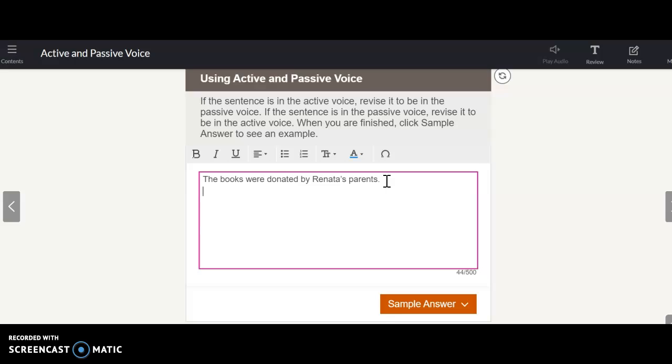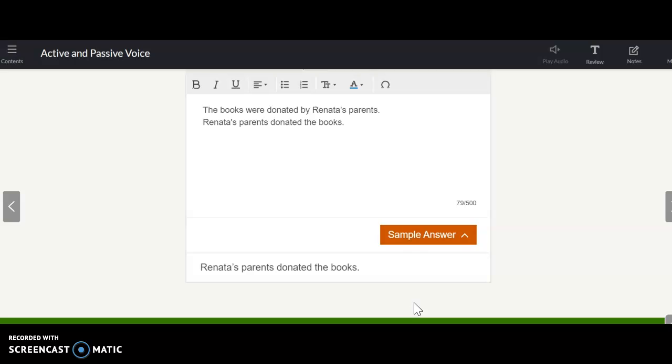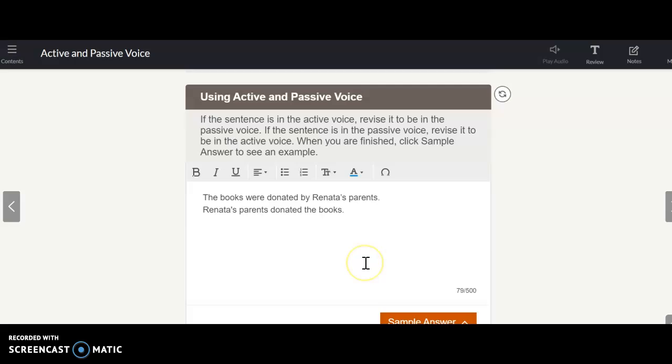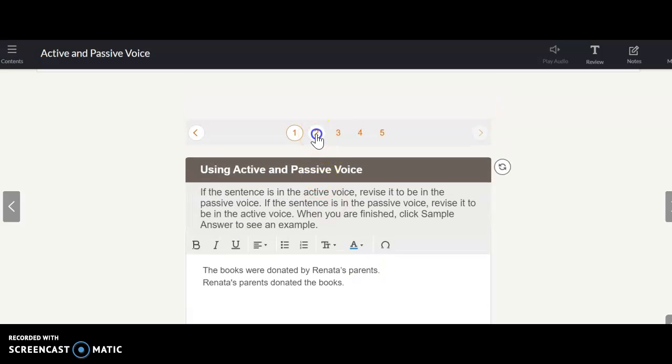To put it in active voice, I need to put whoever's doing the action first. So I might put "Renata's parents donated the books." Now see how I have the subject, Renata's parents, and they're doing the action of donated. This second sentence is active. Let's see what they gave us as a sample answer. "Renata's parents donated the books." Perfect. All right, so I could move on to the next one.